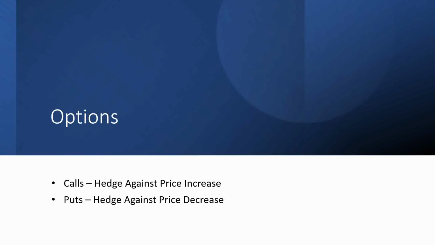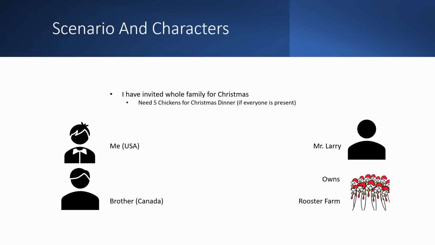So these are the kind of scenarios why you want to hedge against price fluctuations. Calls are the type of options that are used to hedge against price increases, whereas puts can be used to hedge against price decreases. Now let's go through a scenario to understand it in a bit more detail.